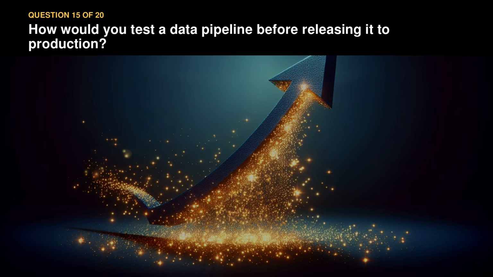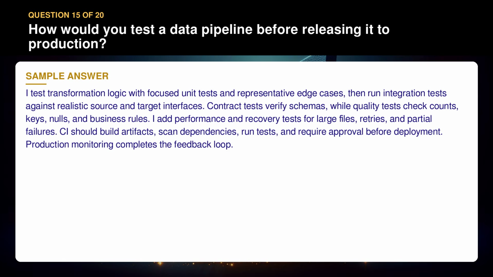Question 15. How would you test a data pipeline before releasing it to production? I test transformation logic with focused unit tests and representative edge cases, then run integration tests against realistic source and target interfaces. Contract tests verify schemas, while quality tests check counts, keys, nulls, and business rules. I add performance and recovery tests for large files, retries, and partial failures.